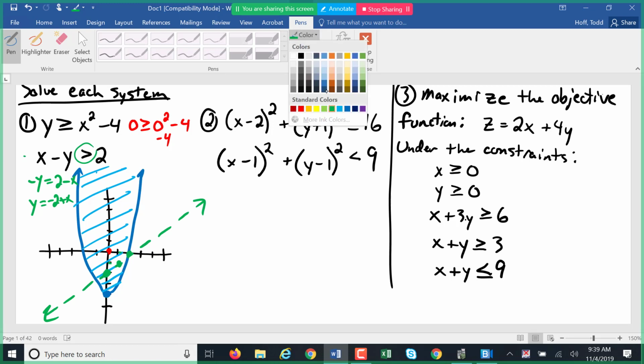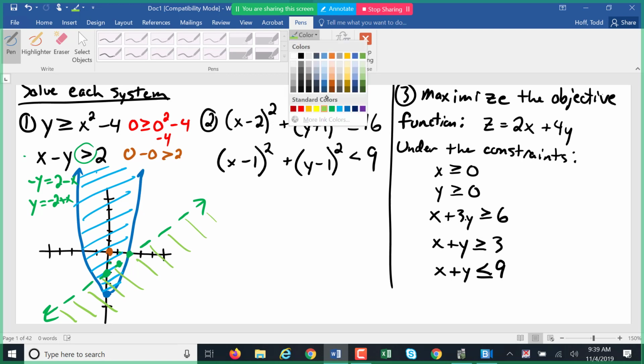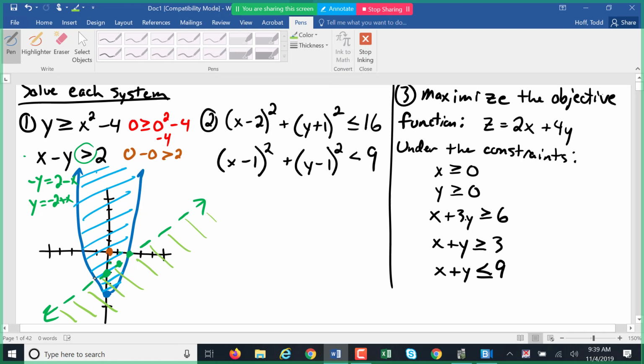That one needs to be shaded as well. Again, the origin is obviously above that line. Let's test the origin: 0 minus 0 greater than 2. That is not true. So the side the origin is on is not true, so we have to shade the other side of that line. Our solution is where they overlap, and they overlap down here. The part that's bordered by the parabola is a solid line. The part that's bordered by the line is dashed, and of course it's shaded inside there. So that portion right there is our solution.